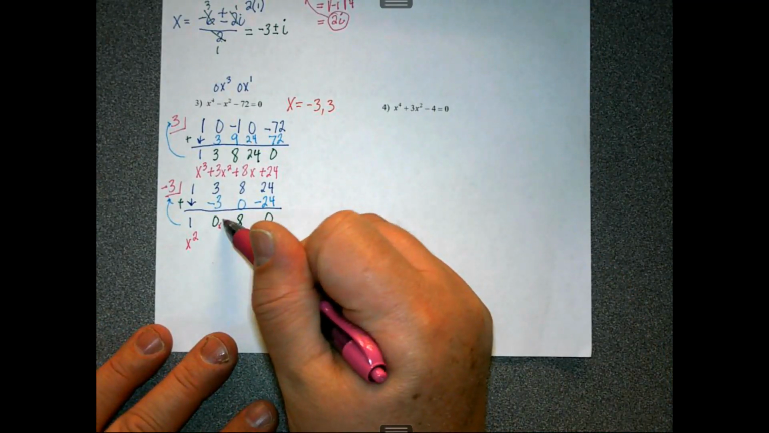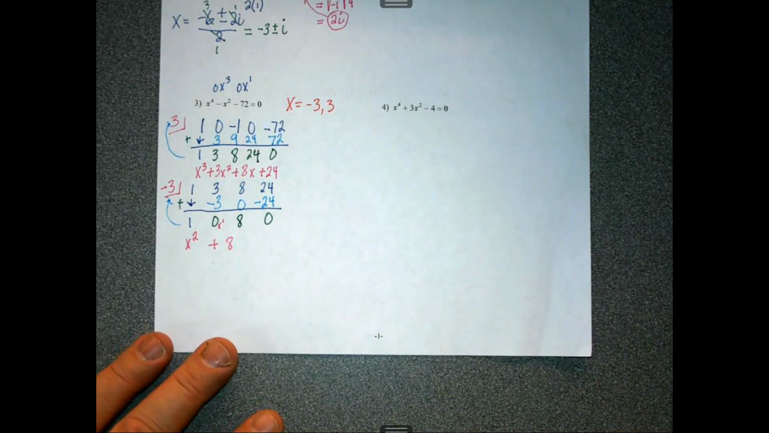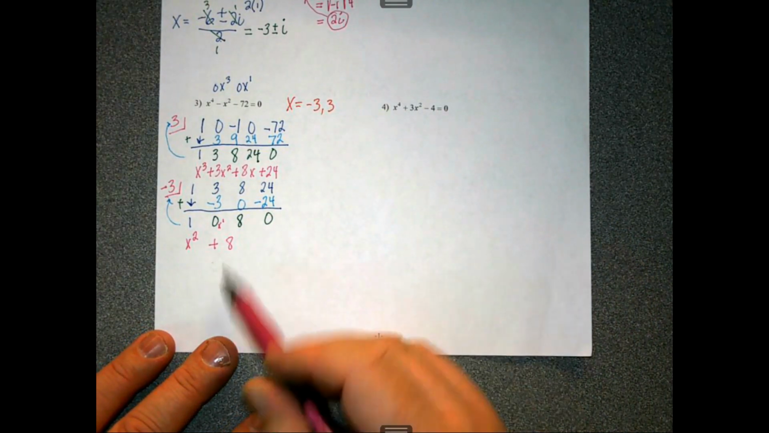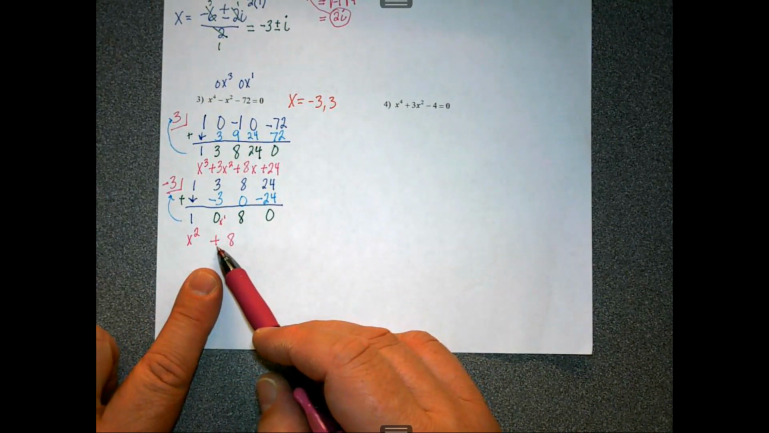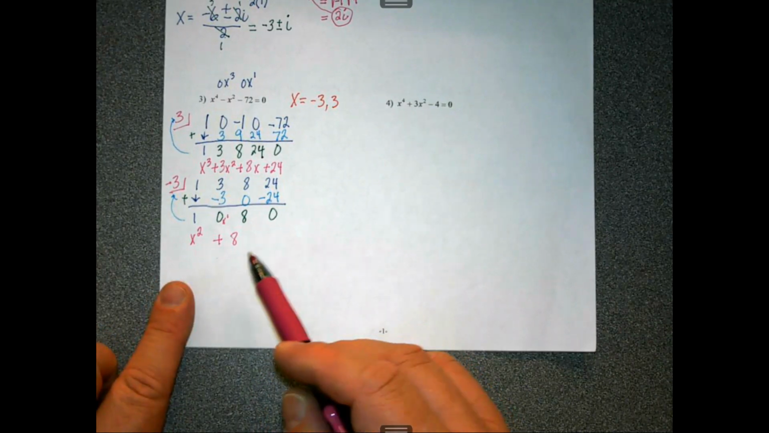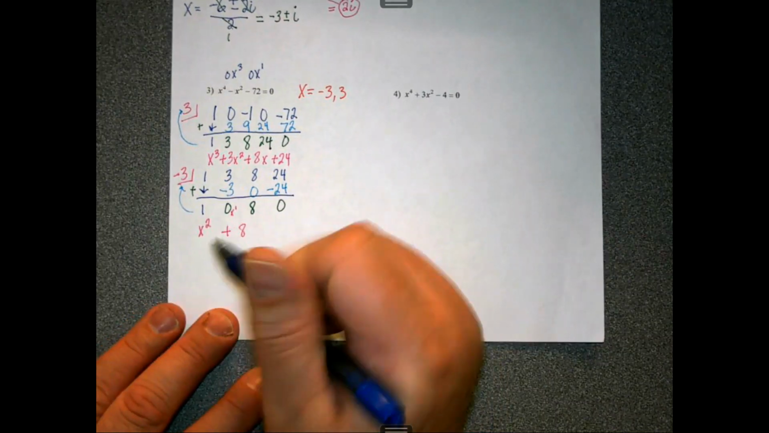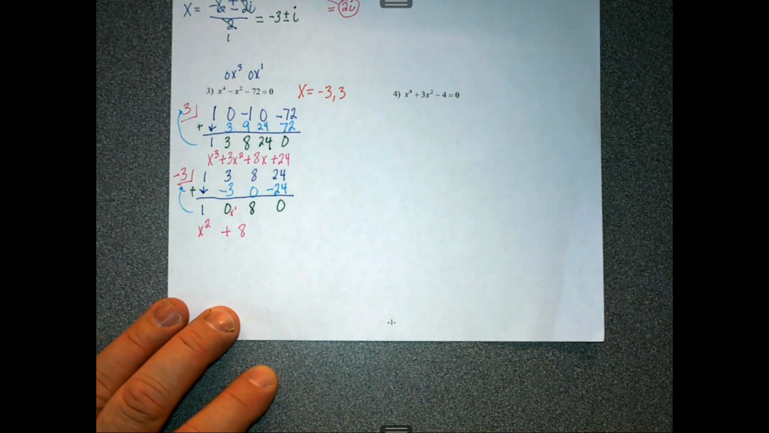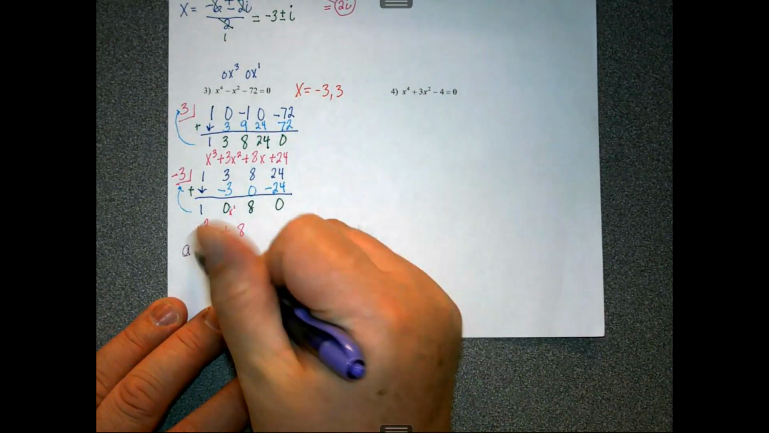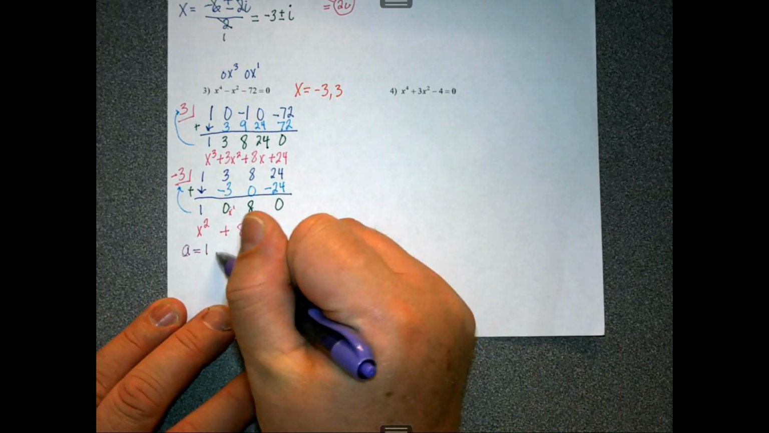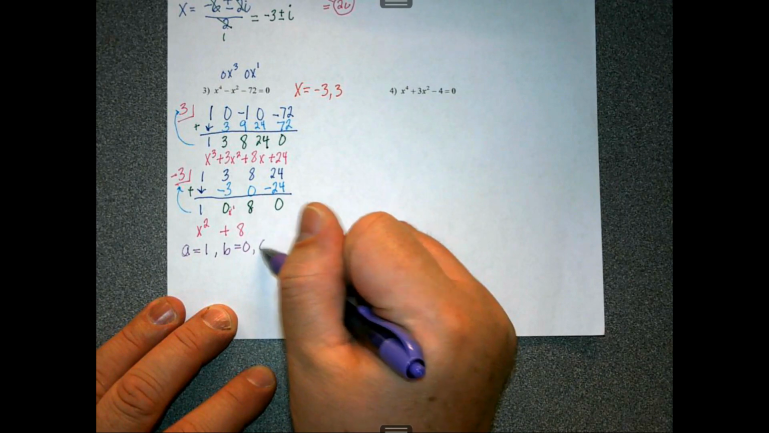This is my x to the first. I'm going to leave it out. Plus 8. Okay, this is a quadratic. It's not a difference, and it's certainly not a difference of squares. So what are we going to have to use? That's right, quadratic formula. Here's my a, b, and c. A equals 1, b equals 0, c equals 8.